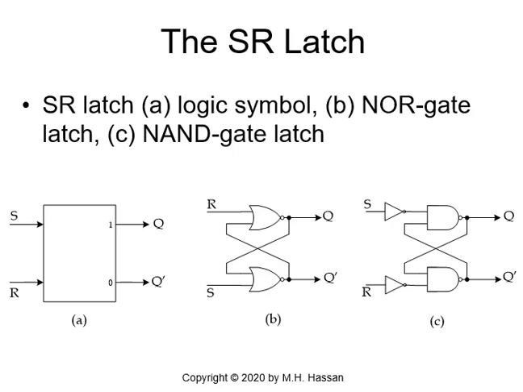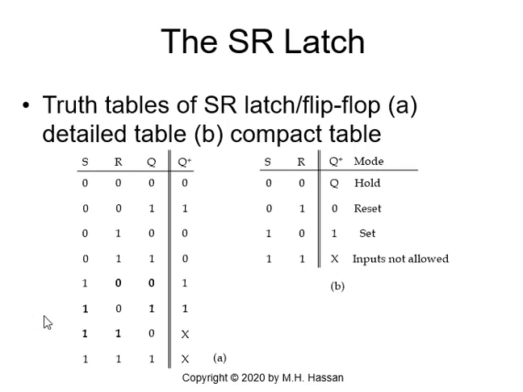When Q is 1, so Q prime is 0, and S is 1 and R is 0. So we have S is 1, R is 0. Okay, what do we say? So we have 1 NOR 1, which will give me a 0. And 0 NOR 0 will give me 1. So the 1 will remain 1. So this is a stable state, and this will verify the next row. So the next row, when we have 1, 0, 1, Q plus remained 1.